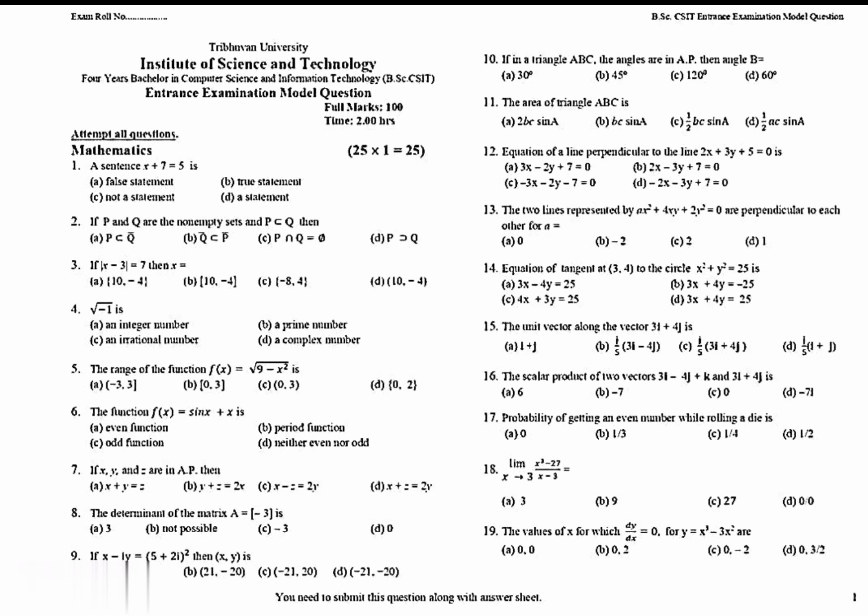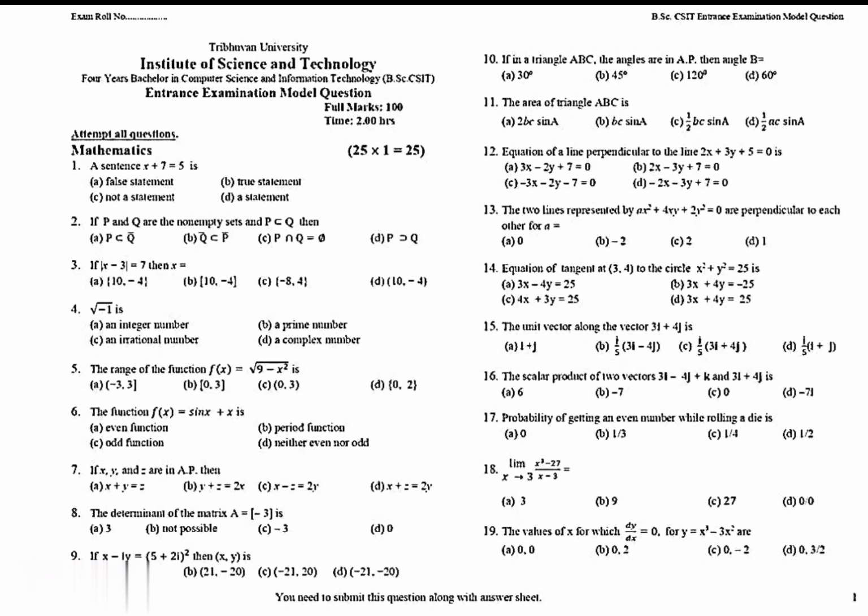Question number 17. The probability of getting an even number while rolling a die is A. 0, B. 1 by 3, C. 1 by 4, D. 1 by 2. Question number 18. Limit x tends to 3, (x cube minus 27) whole upon (x minus 3) equal to A. 3, B. 9, C. 27, D. 0 upon 0.